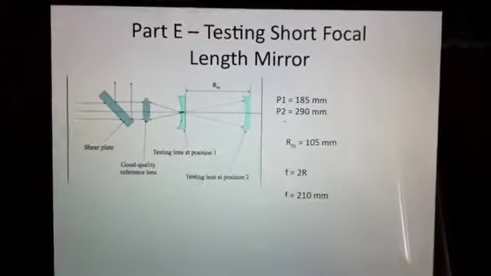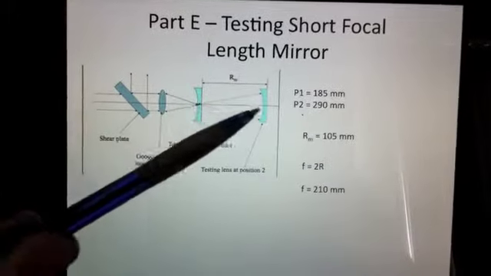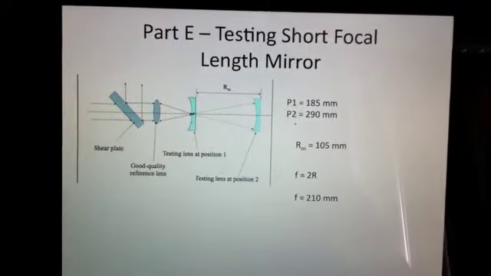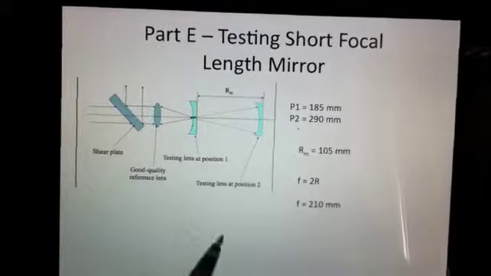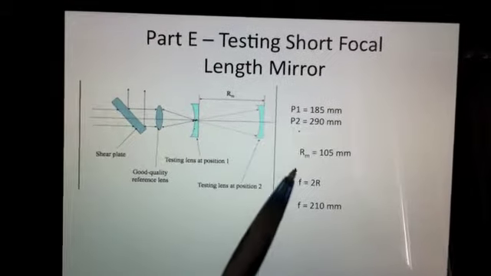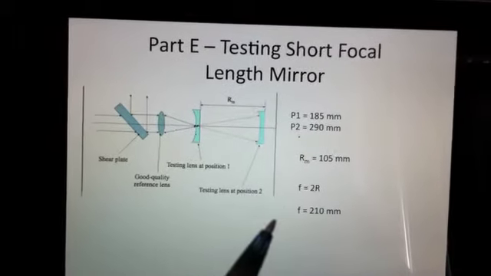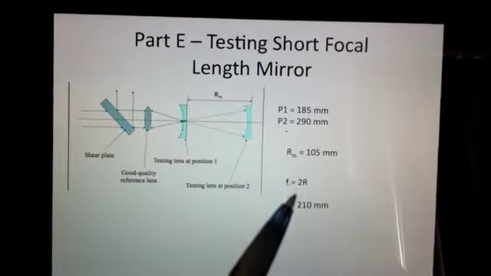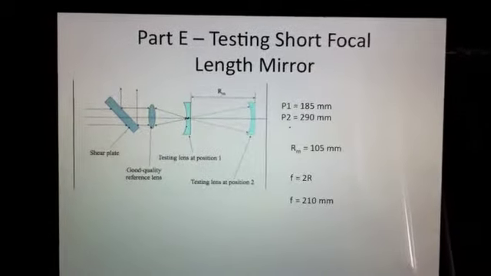Finally, we tested a short focal length mirror. We did it at two different locations to see where our fringes show the collimation. Taking the difference between these 2 points, we were able to calculate the radius of curvature of the mirror, which turned out to be 105 millimeters. And finally, with timesing that by 2, we were able to calculate a focal length of 210 millimeters.